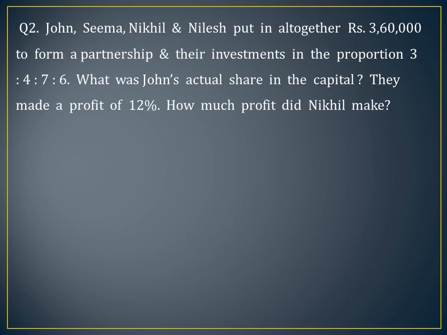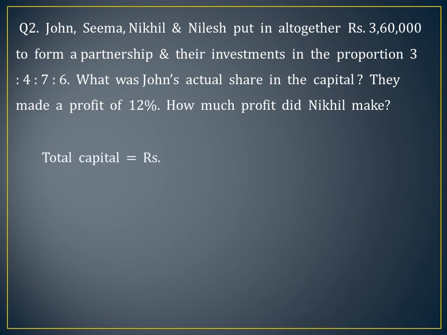Next our question is, 4 people, John, Seema, Nikhil and Nilesh, have altogether invested rupees 3,60,000, and they have given us the proportion in which each one has invested. So that is 3:4:7:6. And we have to calculate what was John's share in the total investment or the capital. This is the first part. And in the second part, if overall they made 12% profit, we have to find what was Nikhil's profit.